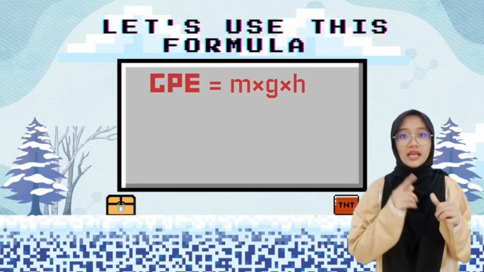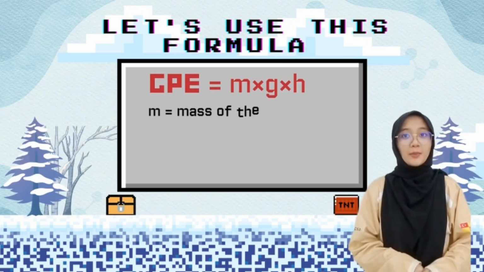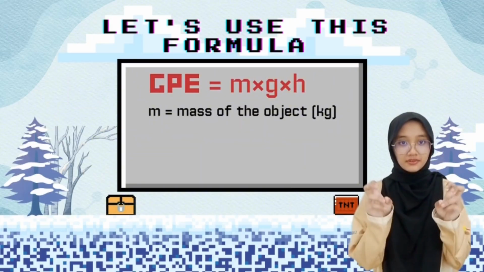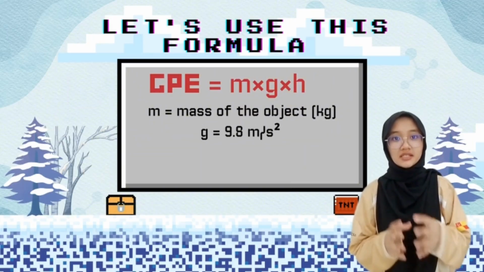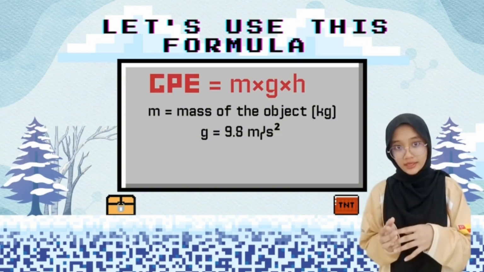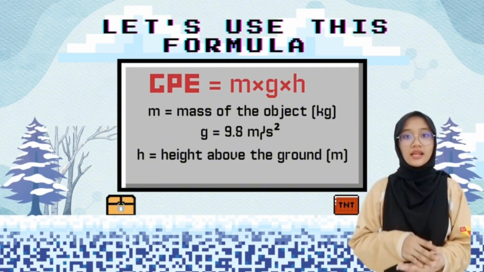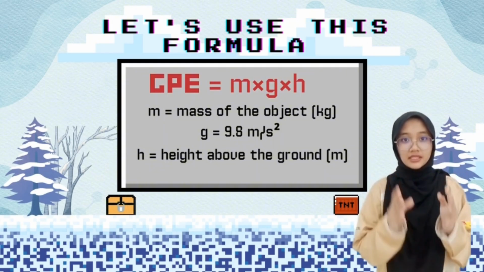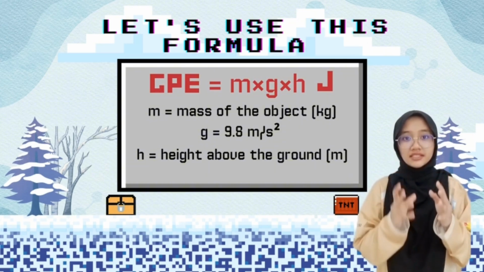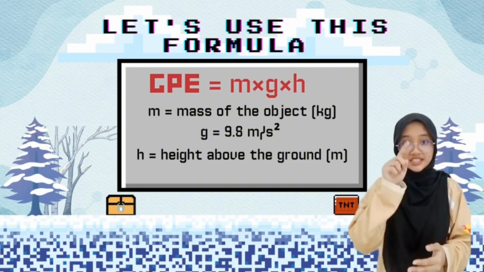GPE equals m multiplied by g multiplied by h. Here, m is the mass of the object and the unit must be in kilograms. g is the gravitational acceleration, which is 9.8 meters per second squared. And lastly, h is the height above the ground and the unit must be in meters. Our final answer must be written in joules, or we simply can write it as J.